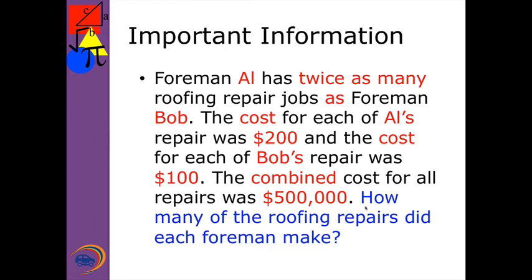Welcome back. So I just put mine in color. So Al has twice as many as Bob. The cost of Al's was $200. The cost for Bob's was $100. Combined, they had $500,000. So I remember from another lesson that the term combined means to add them together. So what I need to do now is find how many roofing repairs each foreman made.